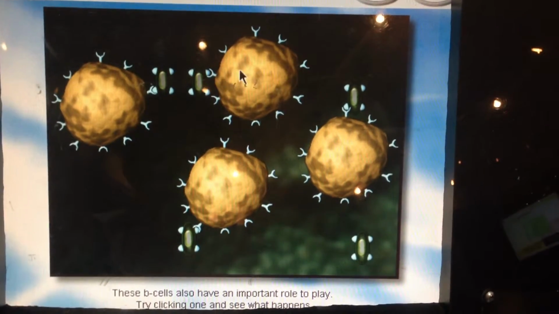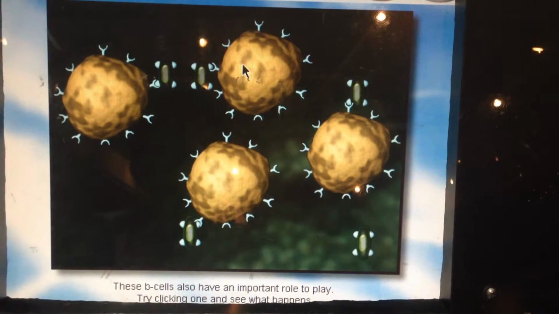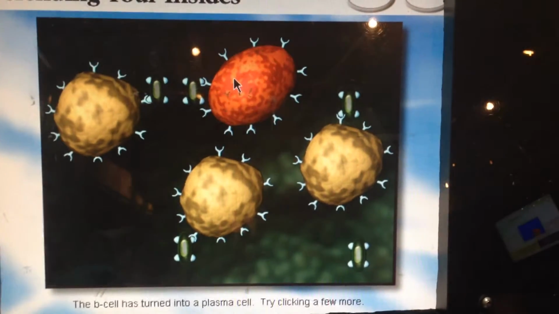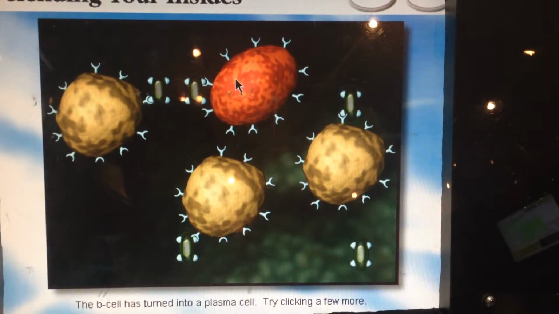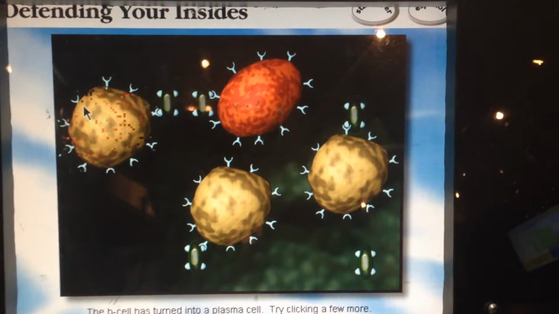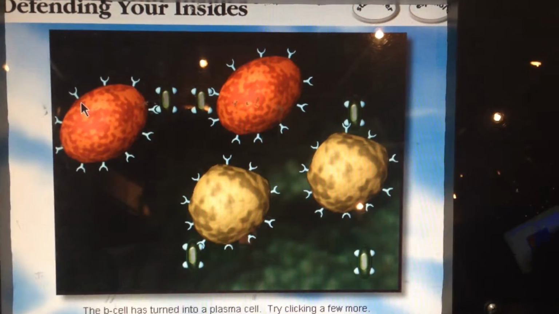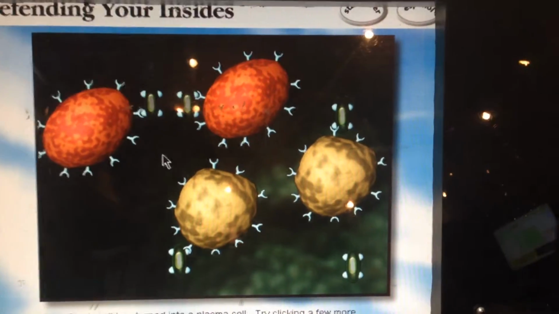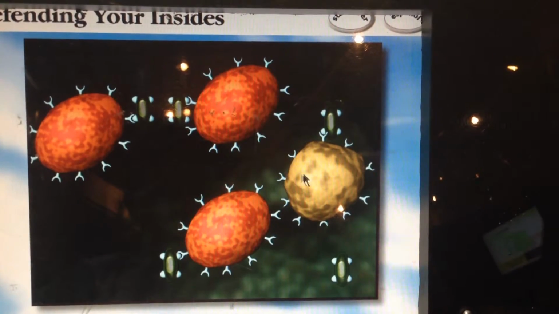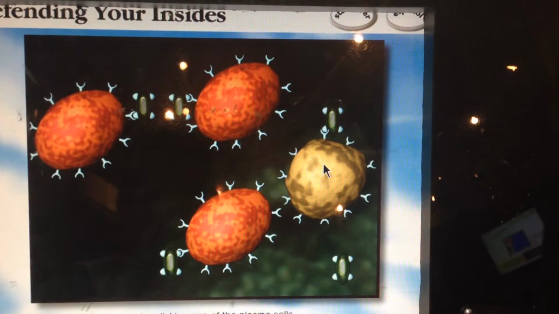These B cells also have an important role to play. Try clicking one and see what happens. The B cell has turned into a plasma cell. Try clicking a few more. More plasma cells. Now try clicking one of the plasma cells.